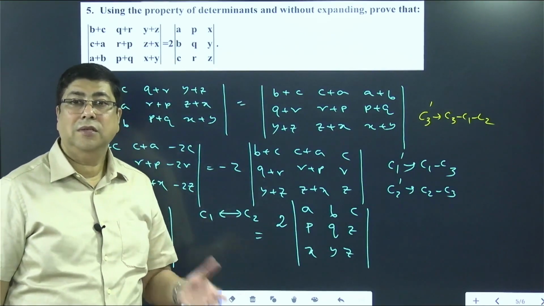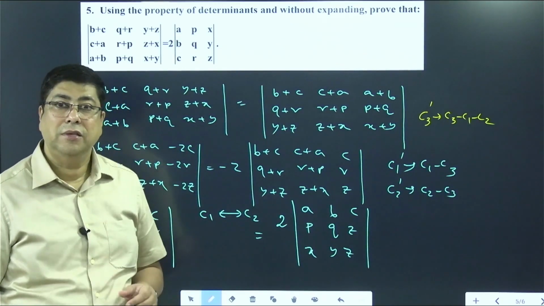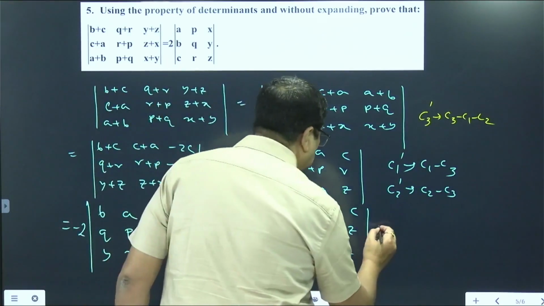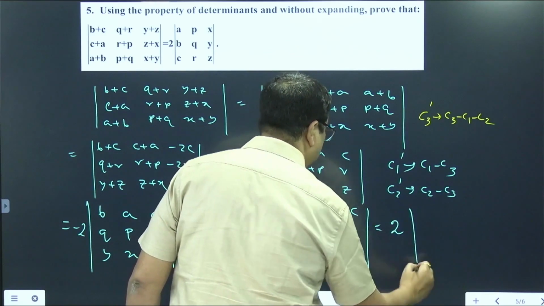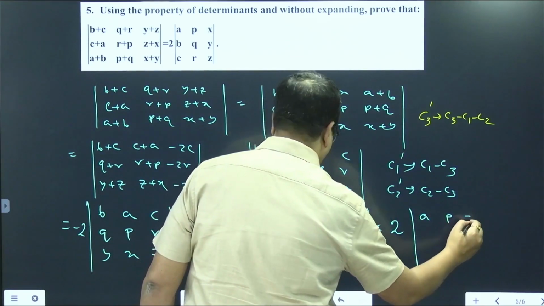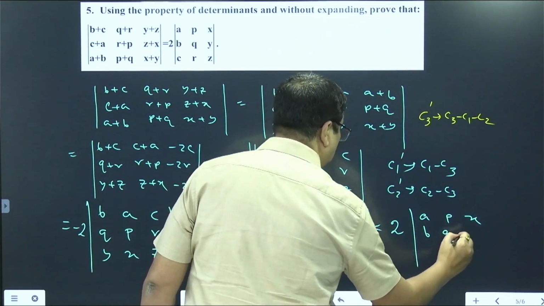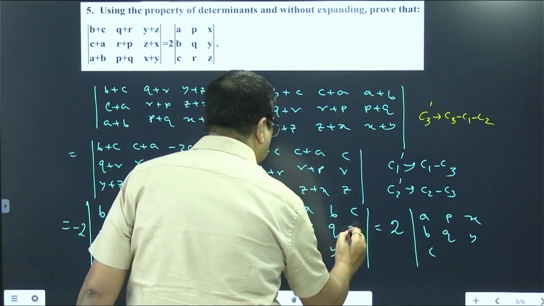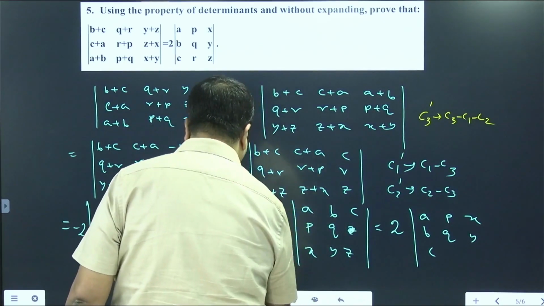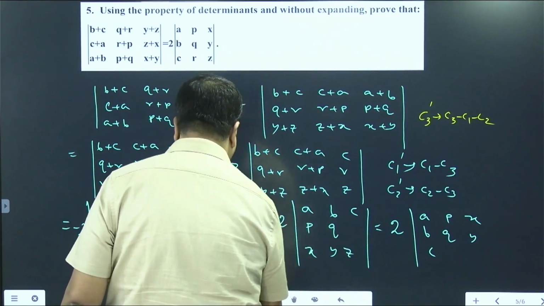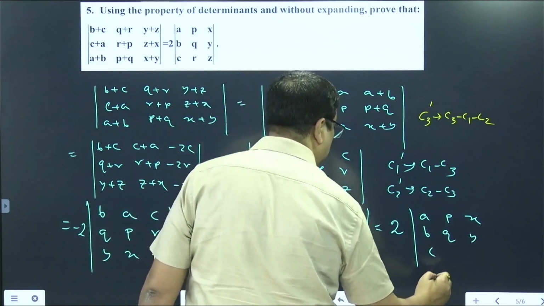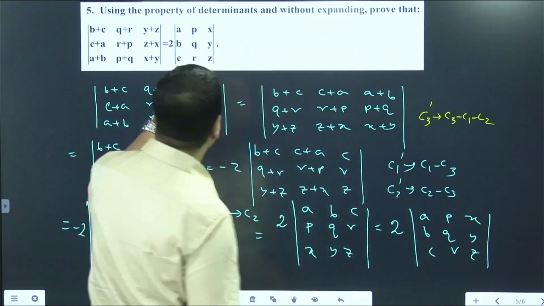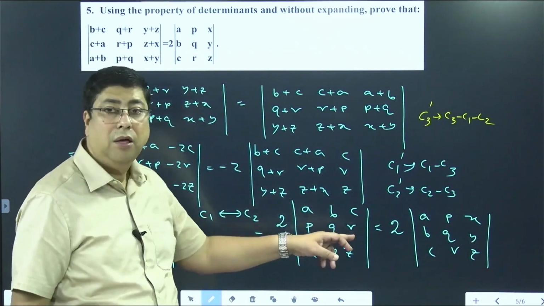So, let us interchange rows and columns, determinant is, it has been proved. So, if we interchange rows and columns, we are getting here apx, bqy, c r z, and this is our requirement, and the question is proved.